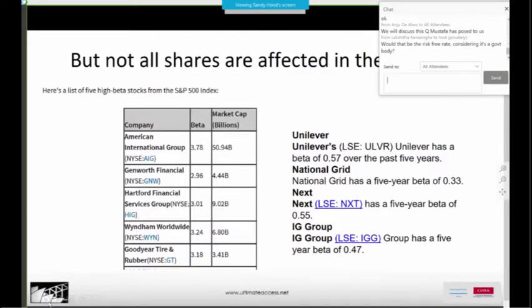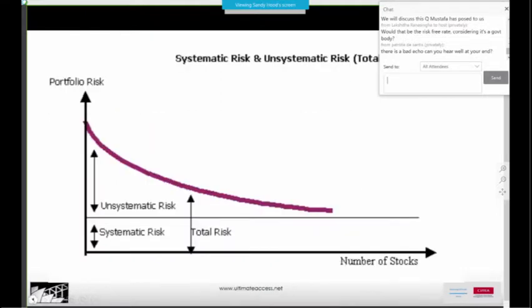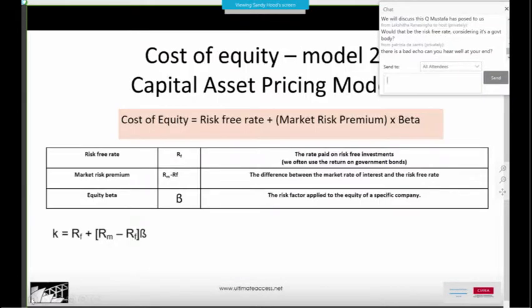We've got a question from one of the participants asking, would that be the risk-free rate considering it's a government body? Yes, I think that was the example I gave. We often use the return on government bonds as the risk-free rate. You're absolutely right, yes.